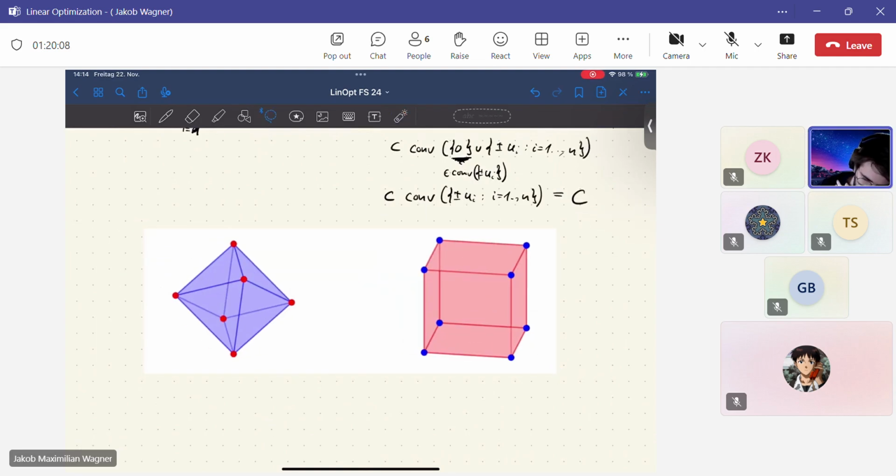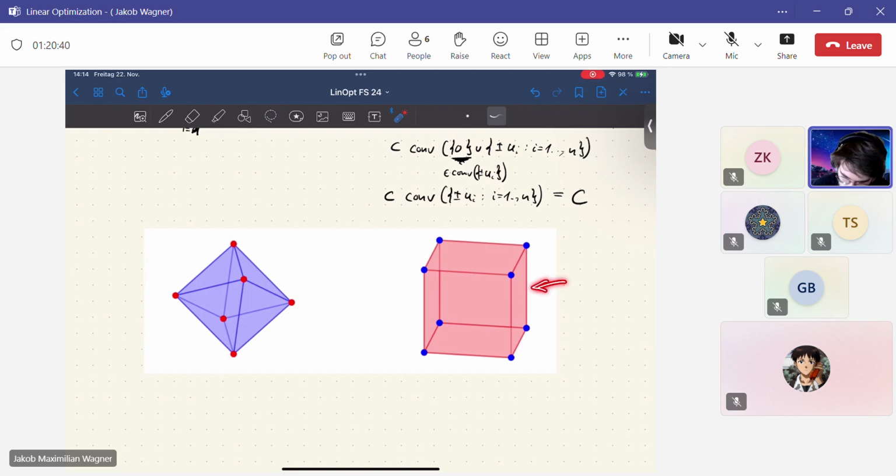So we have on the left-hand side the cross polytope, which if we count all the vertices, we have 1, 2, 3, 4, 5, 6. But if we count the facets, we have 1, 2, 3, 4, 5, 6, 7, 8. So the number of faces is 2 to the power of 3, which is 8. And the number of vertices is 2 times n, which is 2 times 3 is 6.